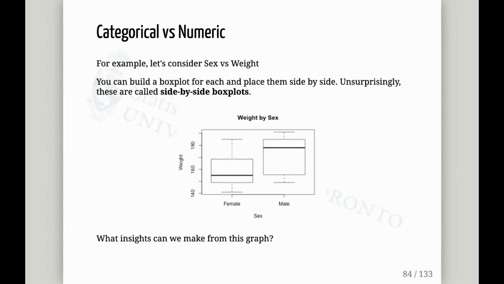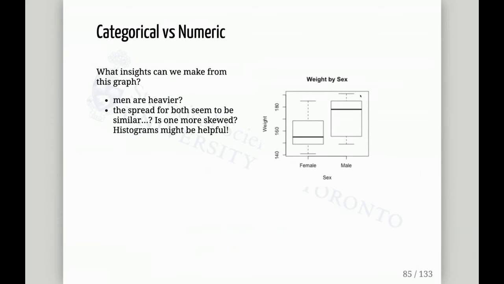Okay, there's a wider distribution of weight for males than for females. The weight for females is generally lower than males. Yep. Men are heavier, higher median, definitely. Females are lighter. Yeah. So these are all valid insights from this. All right, so men are probably generally heavier based on this graph.